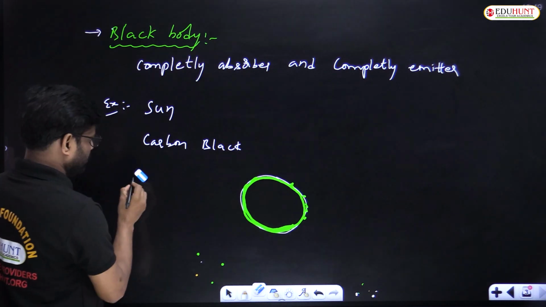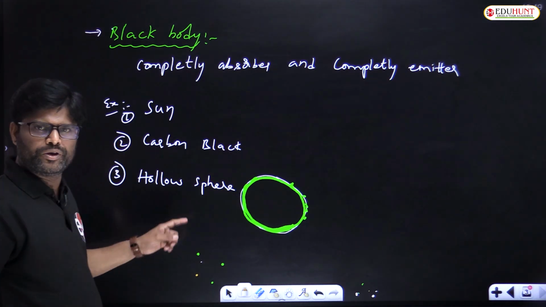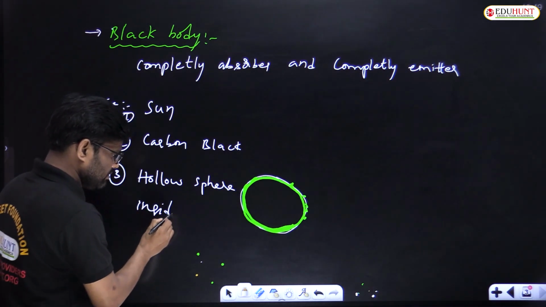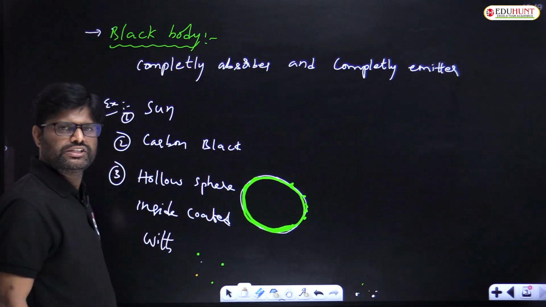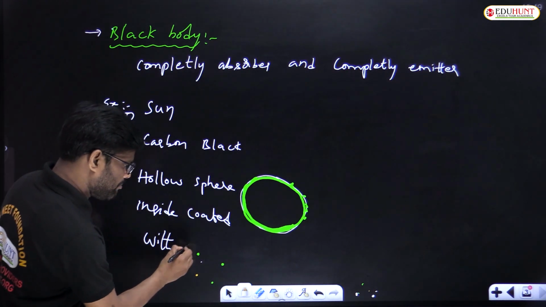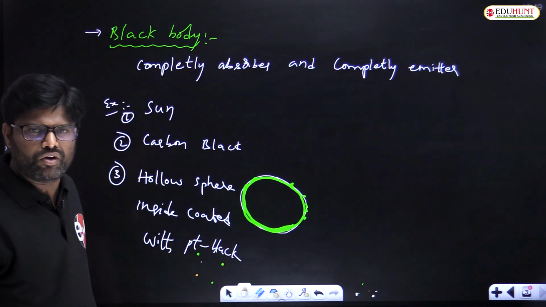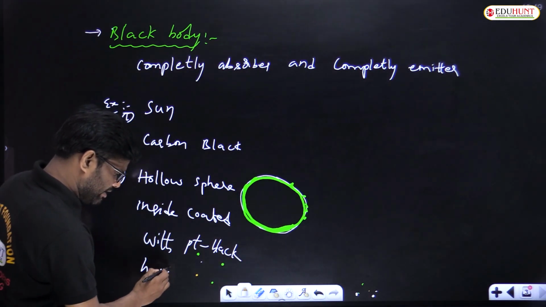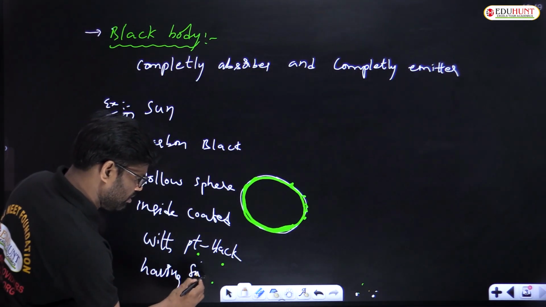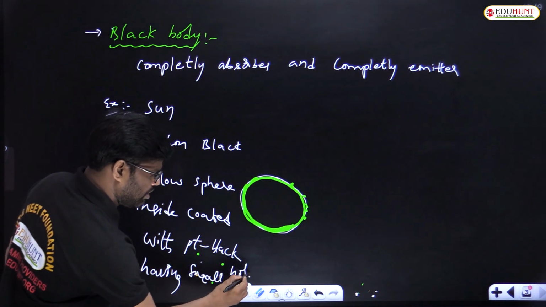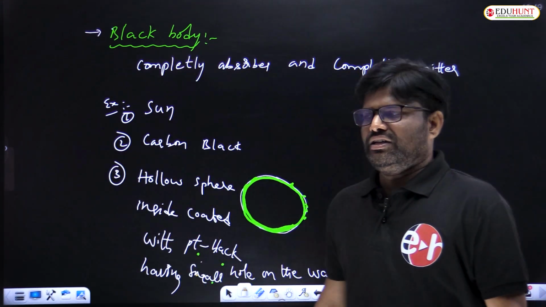So here, this is the hollow sphere, inside coated with platinum black, which is having a small hole on the wall. So this is about the examples.